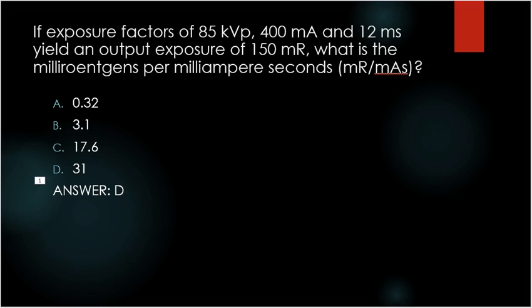First question is, if the exposure factors used are 85 kVp, 400 mA, and 12 milliseconds, and those yield an output exposure of 150 milliroentgen, what is the milliroentgens per milliampere seconds, MR per mAs?